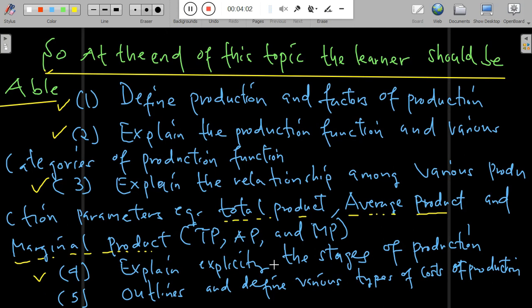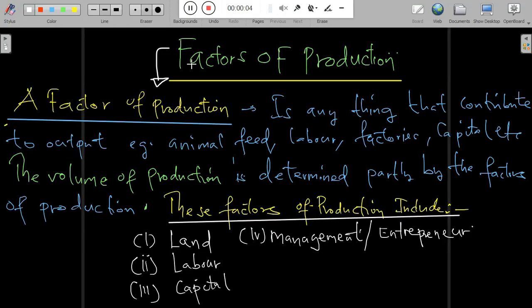We are going to begin by looking at the factors of production. A factor of production is anything that contributes to the output, for example animal feed, labor, factories, or capital. The volume of production is determined partly by the factors of production, and these include land, labor, and capital, together with management, which we sometimes call the entrepreneur.